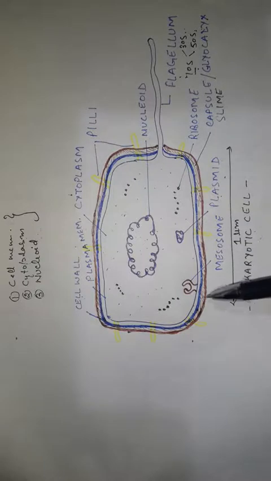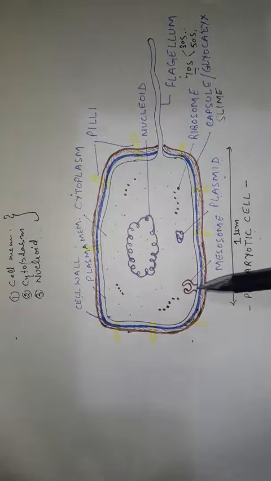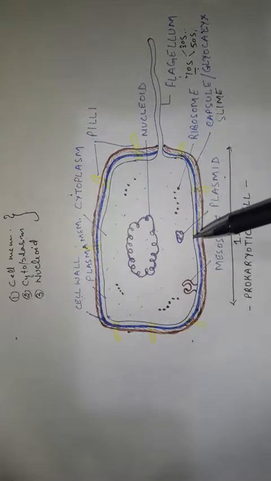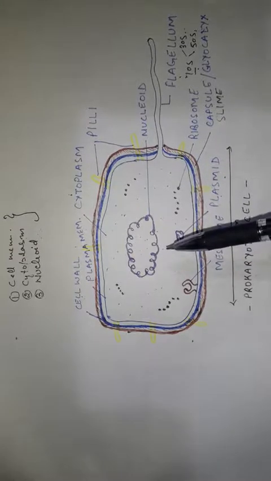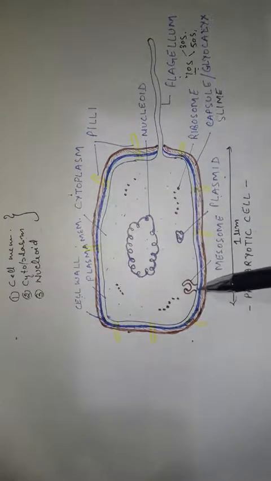Here another feature is present which is known as mesosome. Mesosome is nothing but the infolding or invagination of the plasma membrane. It extends the surface area and it helps in the respiratory reactions. It actually provides the surface area for the respiratory reactions. As you already know, all double membranous organelles are absent, such as mitochondria, Golgi body, endoplasmic reticulum. So mesosome actually helps in the respiration.